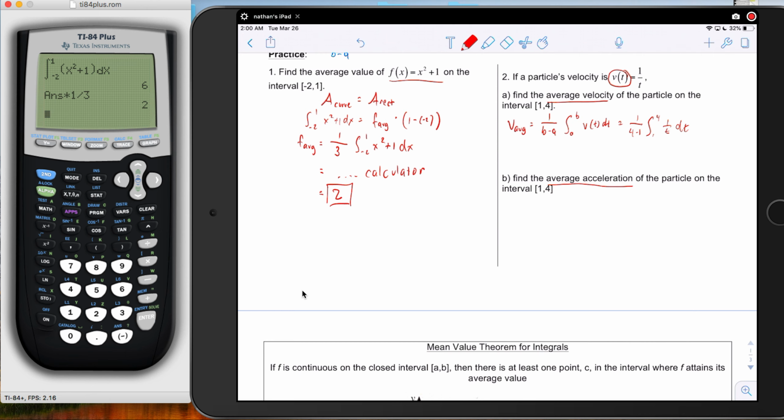Okay, for this one we can just evaluate the antiderivative, not so hard. So it's 1/3, and the integral of 1 over t is the natural log, going from 1 to 4, and so we get 1/3 natural log of 4 minus 1/3 natural log of 1. And we know that the natural log of 1 is just 0, so the answer is 1/3 natural log of 4. So how do we do the average acceleration then?